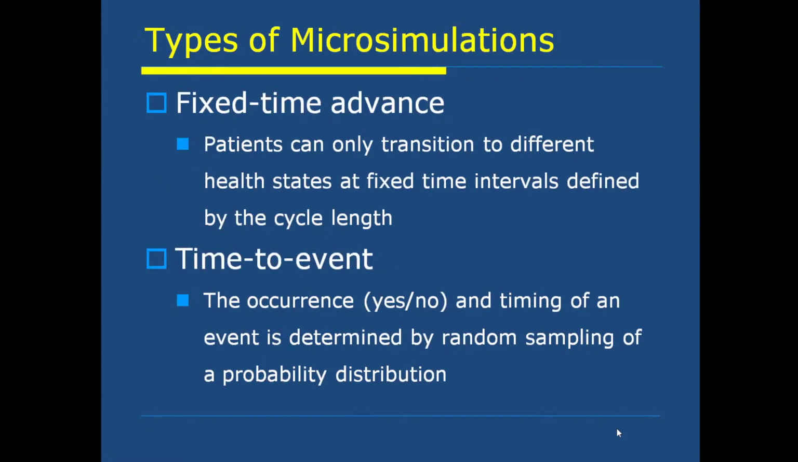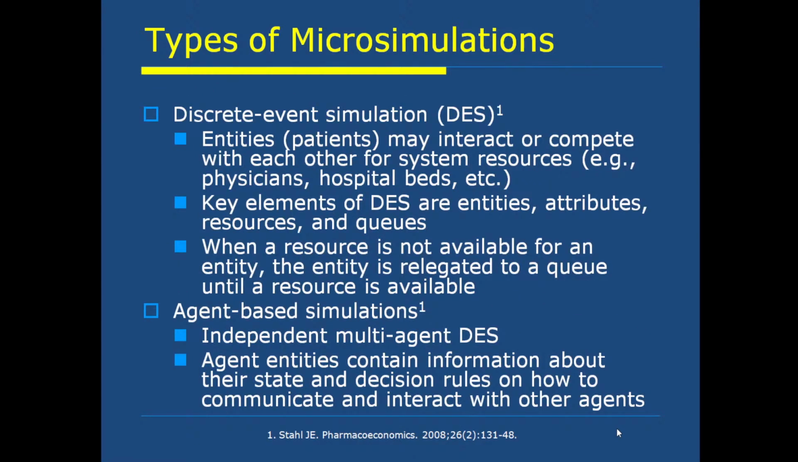Types of microsimulations. There are a lot of different types of microsimulations. Some of them are shown on this slide. Fixed time advance: patients can only transition to different health states at fixed time intervals defined by the cycle length. The next type of microsimulation is time to event. The occurrence and timing of an event is determined by a random sampling of a probability distribution. Discrete event simulation.